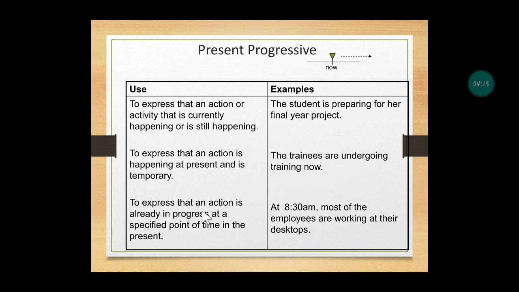To express that an action is already in progress at a specified point of time in the present. Action is in progress at a specified point of time. Example: at 8:30 most of the employees are working at their desktops. At 8:30, a specified time, all the employees are working. Working, the verb is in action. The action is in the progressive tense.